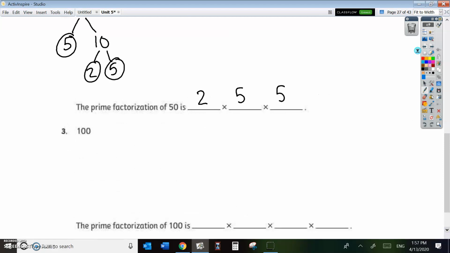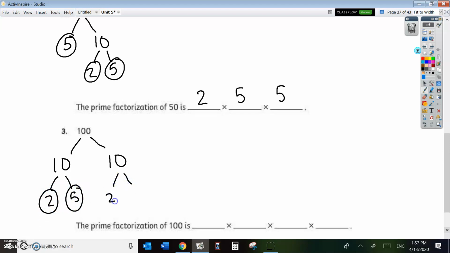Prime factorization for 100, do a factor tree. 10 and 10. 2 and 5, those are both prime. 2 and 5, again, those are both prime. So the prime factorization for 100 is 2 times 2 times 5 times 5.